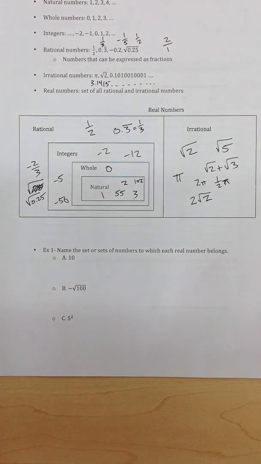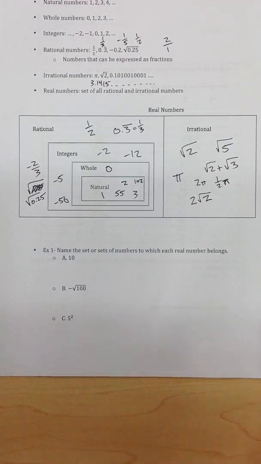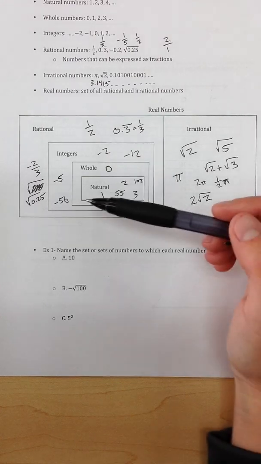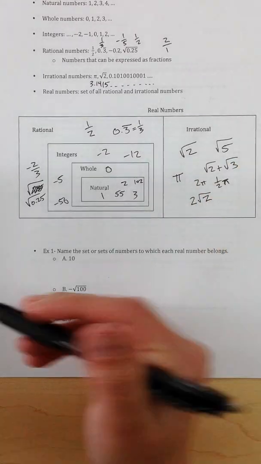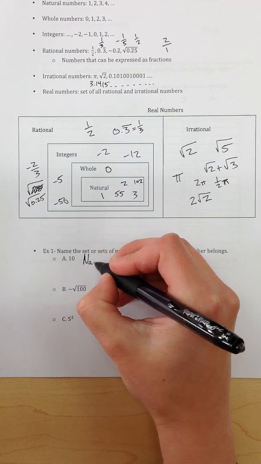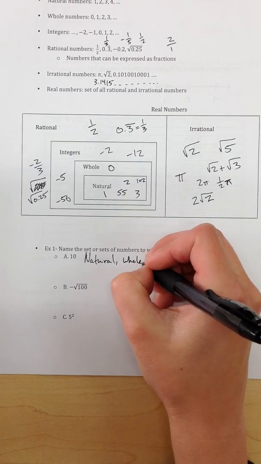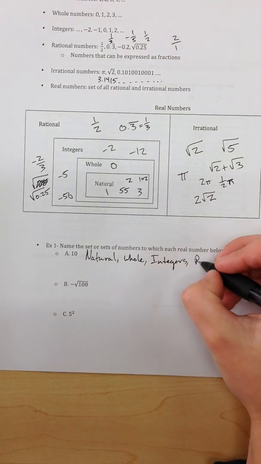Okay, so for our examples here, they want us to figure out which groups, or which sets, the number they give us belongs to, and there could be multiple depending on where it lands. The first number is 10. 10 would land in our natural numbers group because that is one we could count to. So it's in the natural numbers, also in the whole numbers, integers, and rational numbers. So we'd write all those out: natural, and if it is in the natural group, then it's also in the whole numbers group, the integers group, and the rational group.